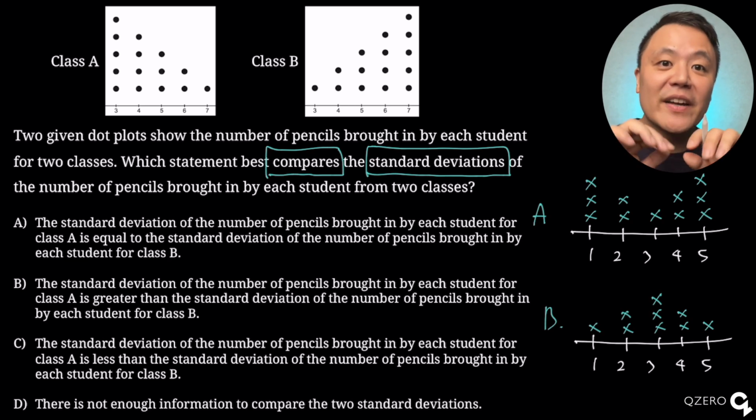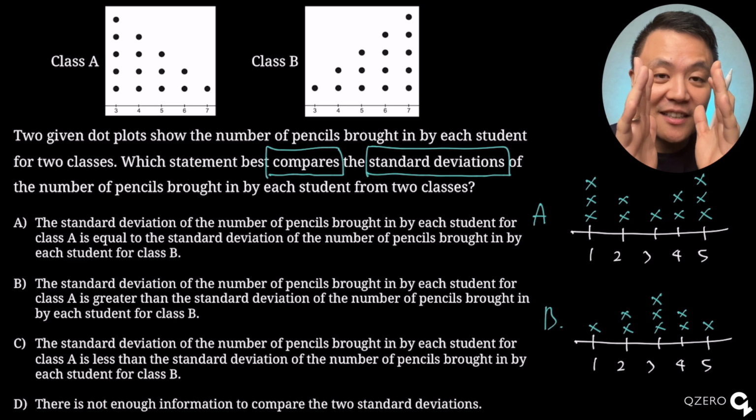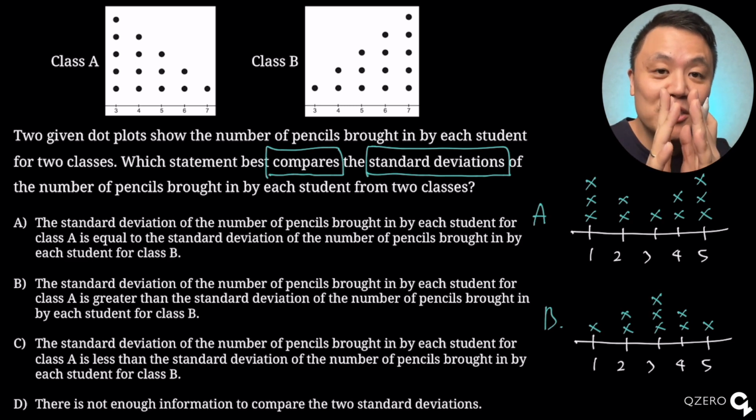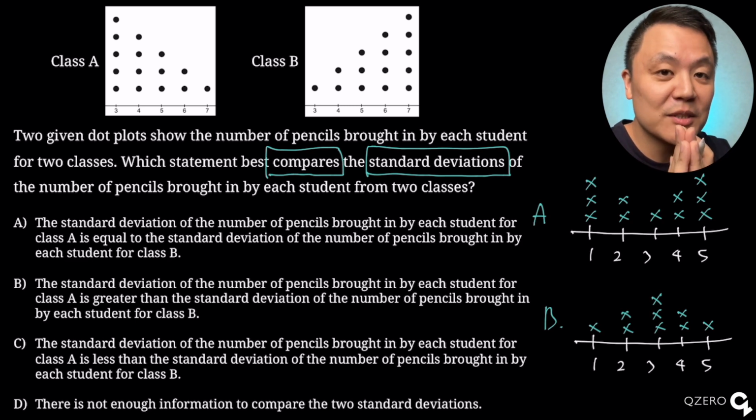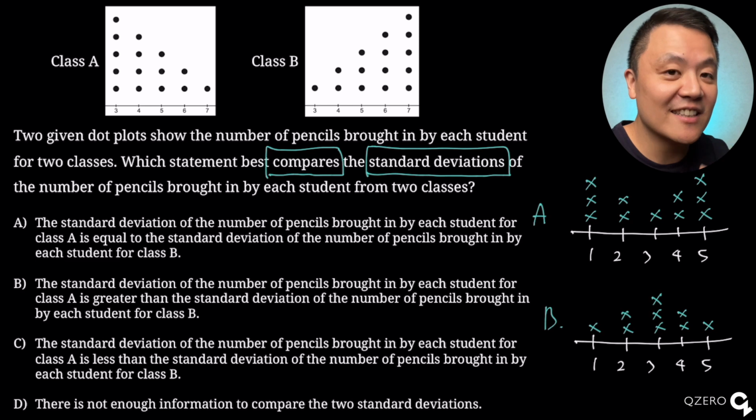So data values scattered out, big standard deviation. Data values kind of collected together in a narrow range, then small standard deviation. That's almost the only thing you're supposed to know about the standard deviation in the digital SAT.